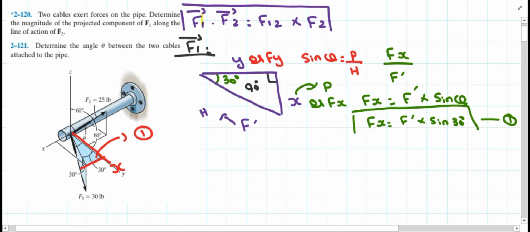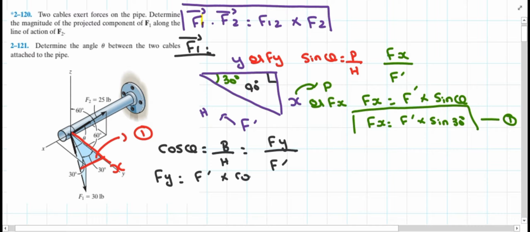Now again, apply the cos theta function here. We know that cos theta is equal to base upon hypotenuse. The base in this case is the Fy, and the hypotenuse in this case is the F prime. So Fy is equal to F prime into cos of theta. We don't know the value of F prime here, but we know the value of theta. So it could be written as F prime into cos of 30 degrees.